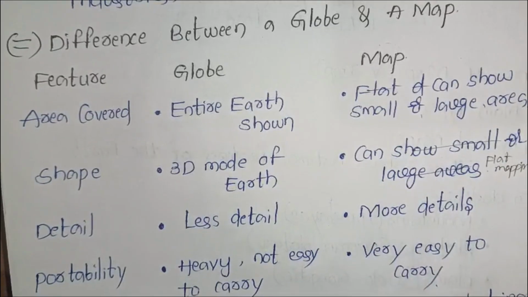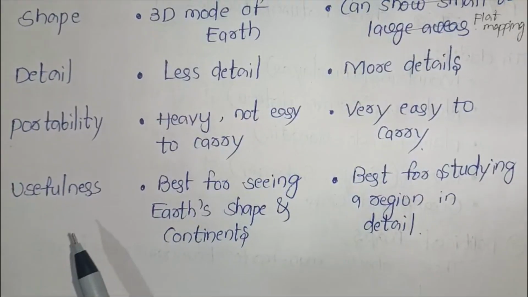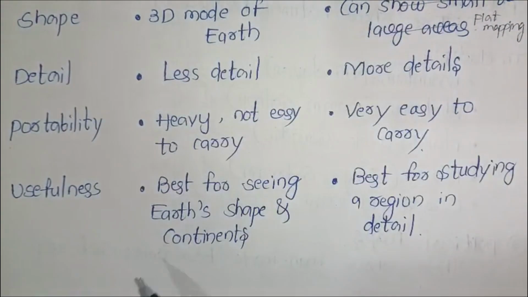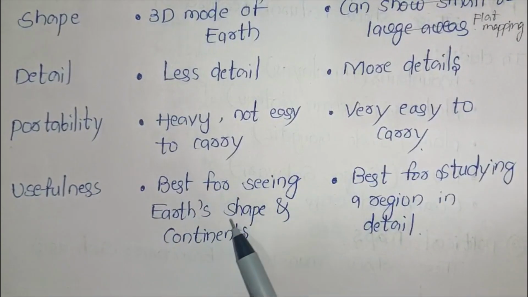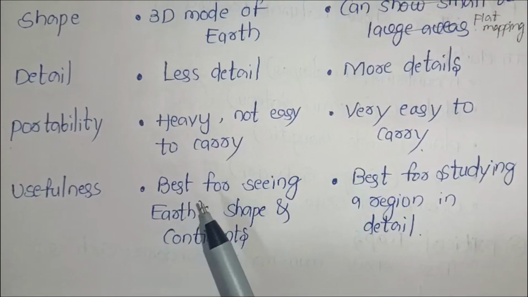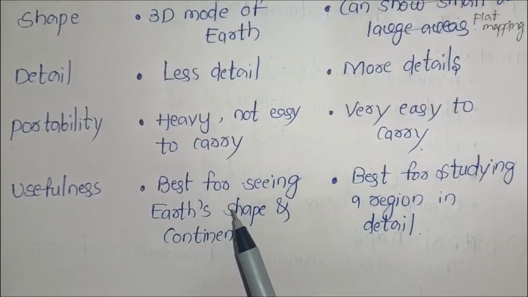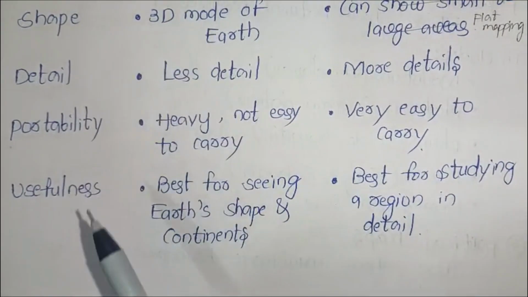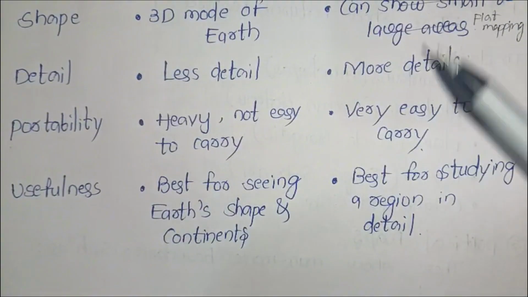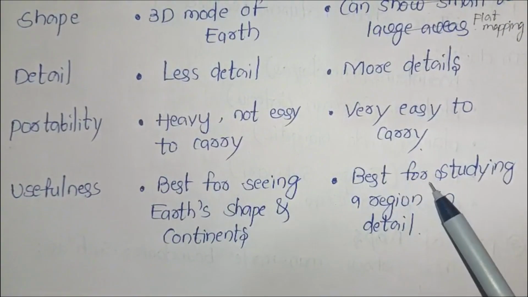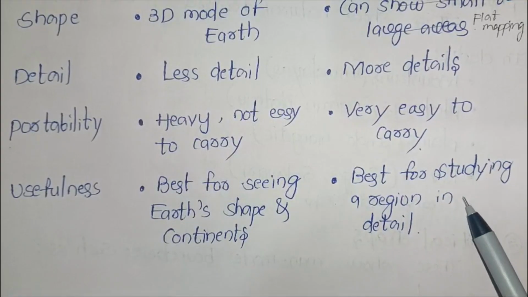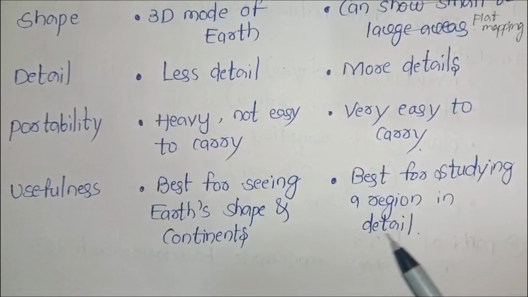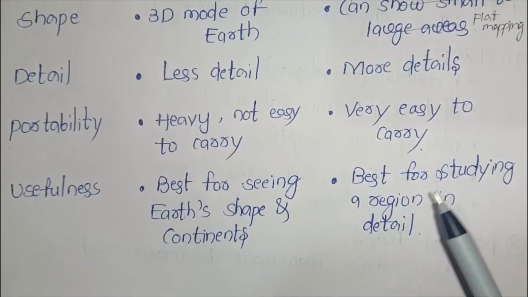Now let's see the usefulness of the globe and the map. The globe is best for seeing the Earth's shape and continents. For seeing the Earth's shape and continents, we can use a globe. The map is best for studying a region in detail. If you want to know about a region, a small area, the map gives detailed information about that small area.